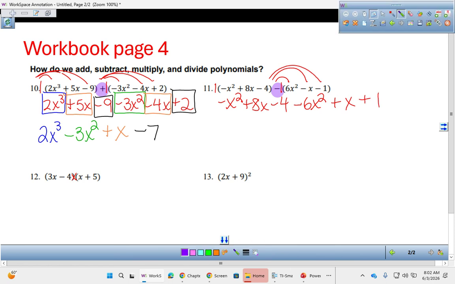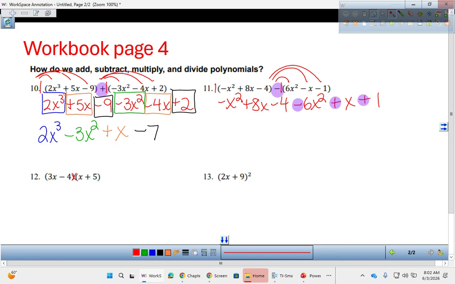The symbol on the second set of parentheses changes for everything, right, when you're subtracting. Because I'm doing minus 6x squared, minus negative x, that double minus becomes a plus. Minus negative 1, that double minus becomes a plus. After you do that first initial step, now you're just combining your like terms. Like terms have the same variable and exponent. So this is like negative 1 plus negative 6. So this is negative 7x squared.